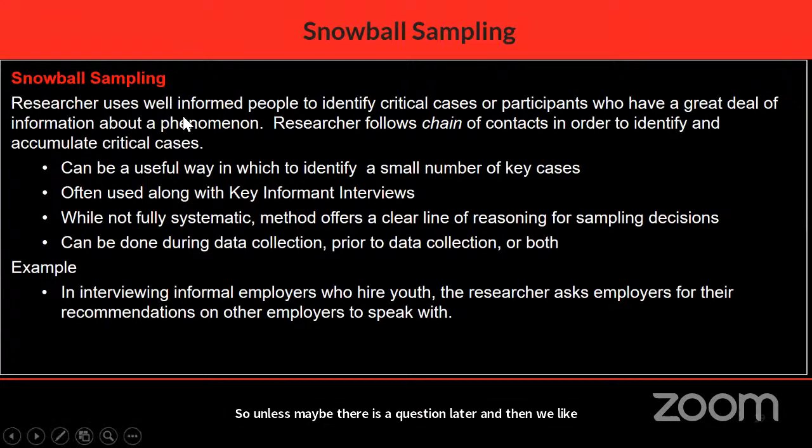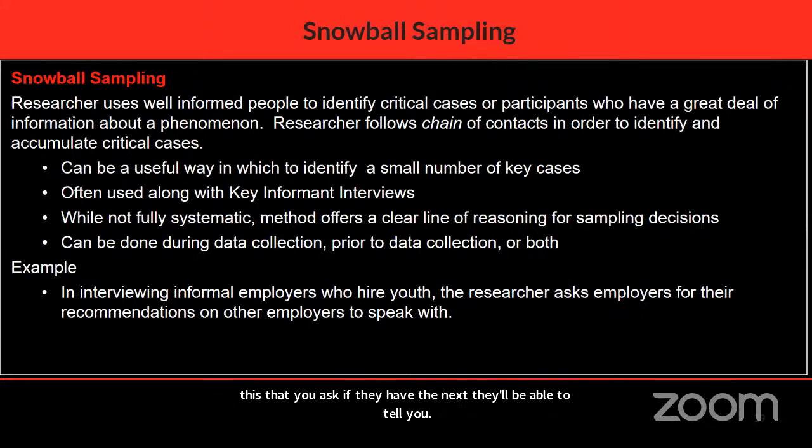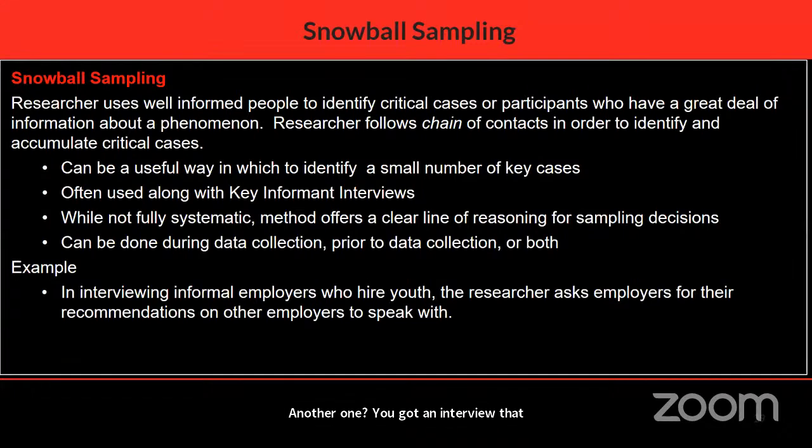All right. Like maybe you want to interview, let's say, sex workers in a certain town. You interview this one, and they will be the one to tell you the next person, because sometimes it becomes a rare case. The researcher follows a chain of contacts in order to identify and accumulate critical cases. You interview this one, then you ask if they have a next one, and they'll be able to tell you another one. You go and interview that one, and they'll tell you another one. With this, that's what we call snowball sampling.